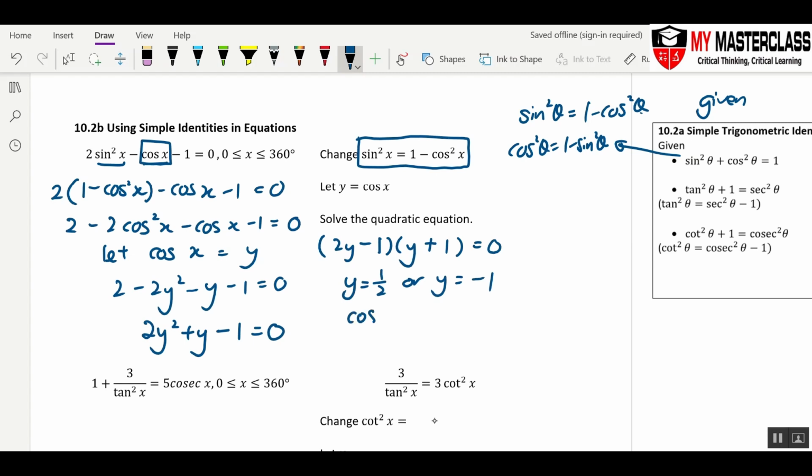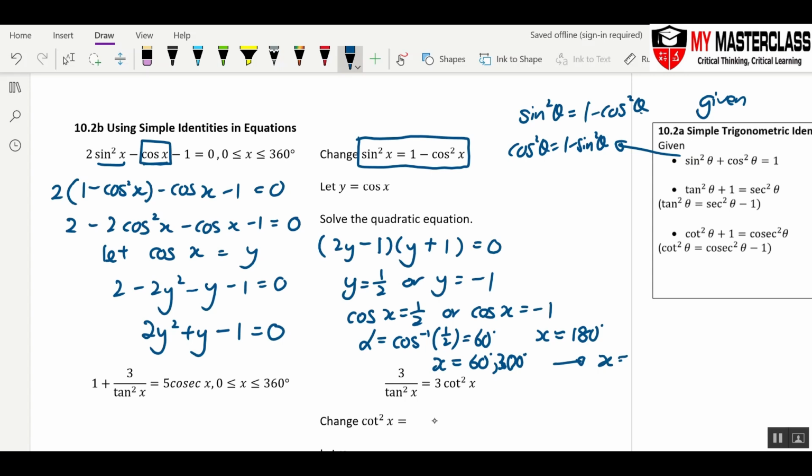Remember to put it back. Cosine x equals half or cosine x equals negative 1. Again, I use the basic angle equals inverse cosine half, which gives me 60 degrees. x is in the first quadrant, 60 degrees, and the fourth quadrant, 300 degrees. For cosine x equals negative 1, it is only 180 degrees. Remember to consolidate all your answers: x equals 60 degrees, 180 degrees, and 300 degrees.